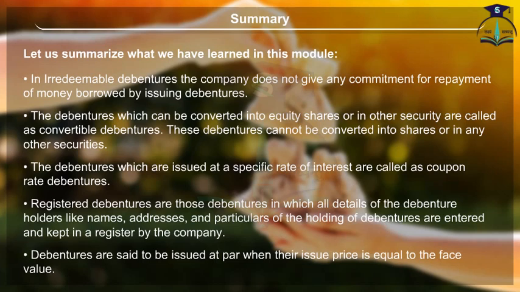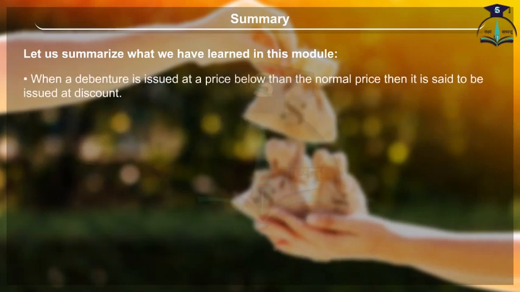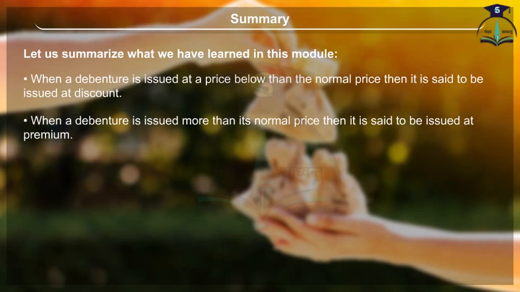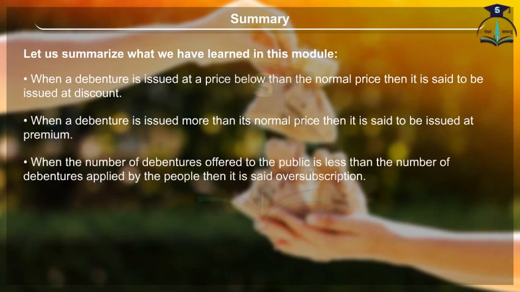Debentures are said to be issued at par when their issue price is equal to the face value. When a debenture is issued at a price below the normal price, then it is said to be issued at discount. When a debenture is issued at more than its normal price, then it is said to be issued at premium. When the number of debentures offered to the public is less than the number of debentures applied for by the people, then it is said to be oversubscription.